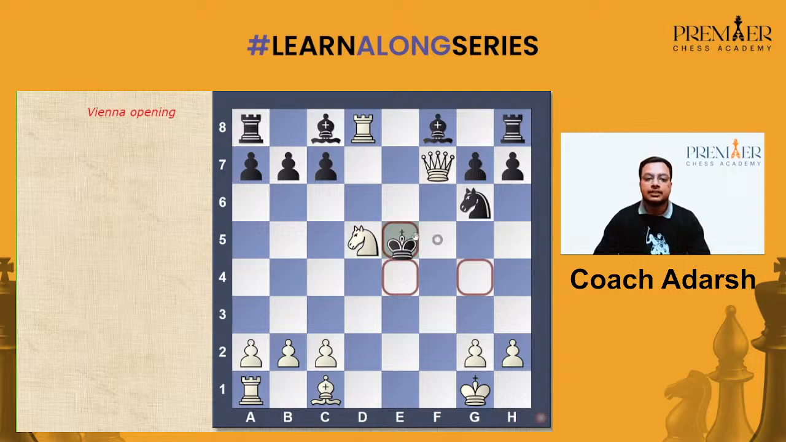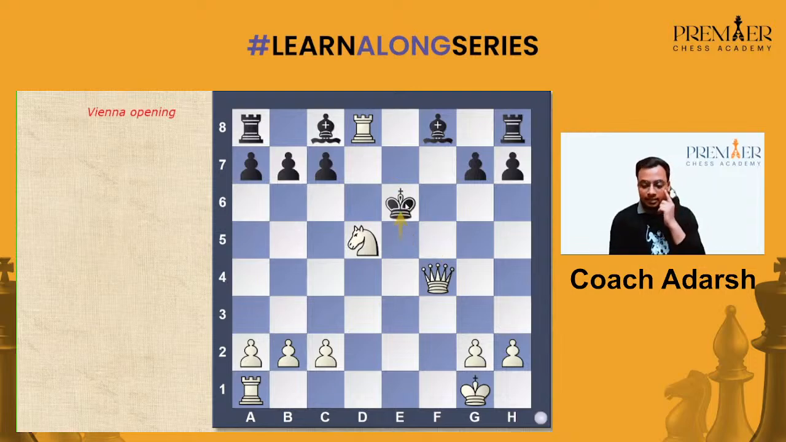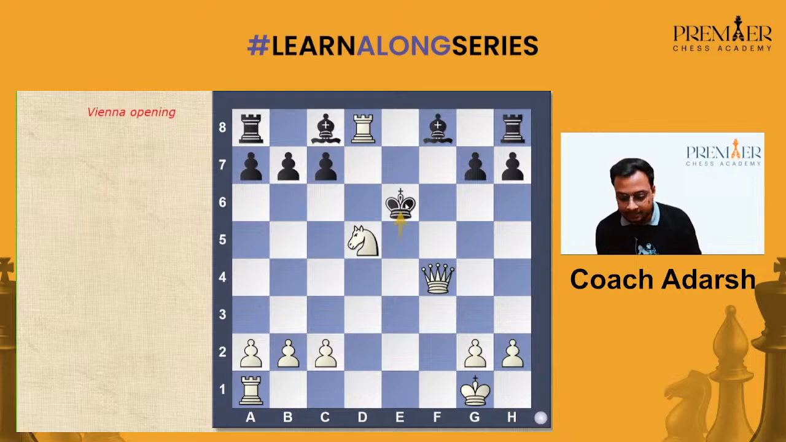Then they will move the king here. And now it's actually easy for us to solve it. Now we give a check with the bishop. Knight takes, queen takes check. This king goes back. Now how will we find a checkmate right now?